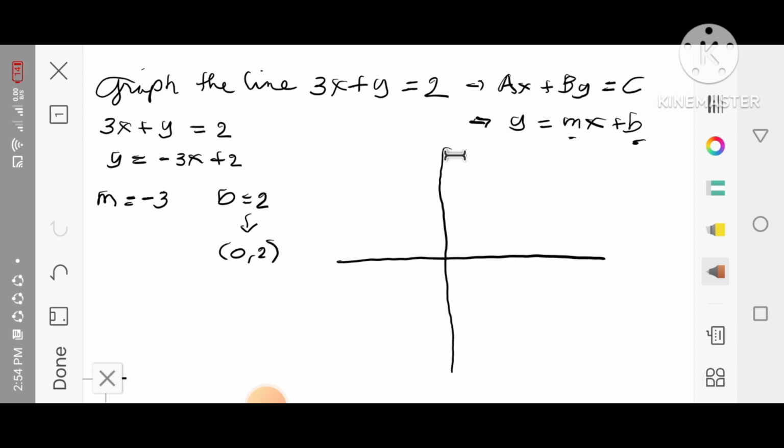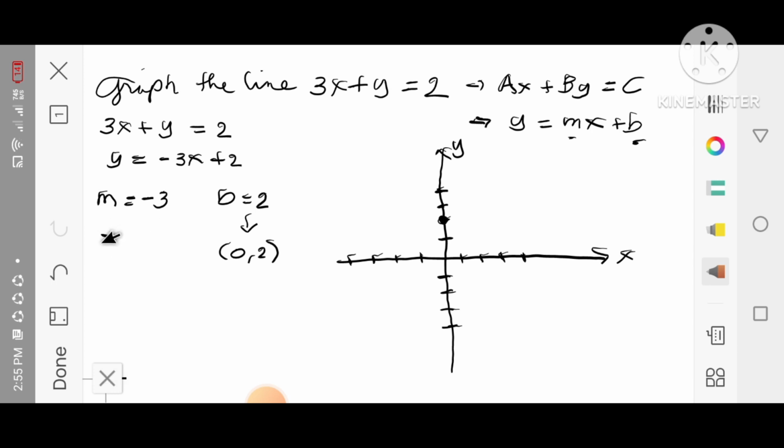Gawa tayo ng rectangular coordinate system. Okay? We have the y-axis and the x-axis. Now, let us put some scale. Okay? So, maybe mga 4 lines, pwede na. Okay, so let us now plot the point (0, 2). So this is the point (0, 2).